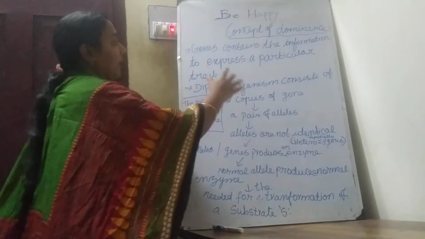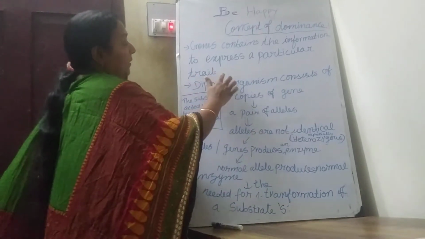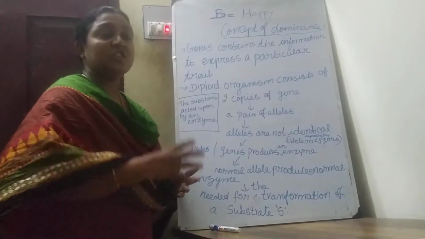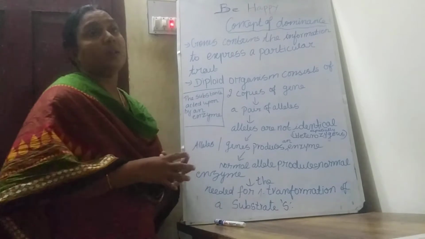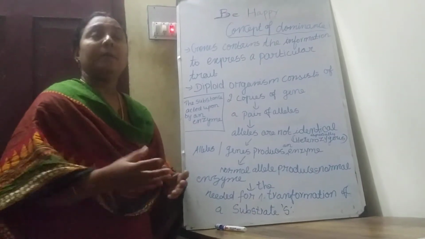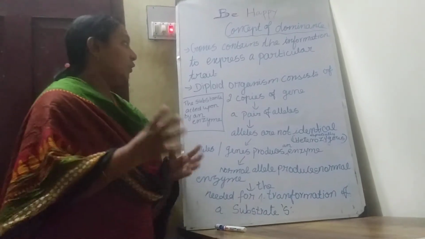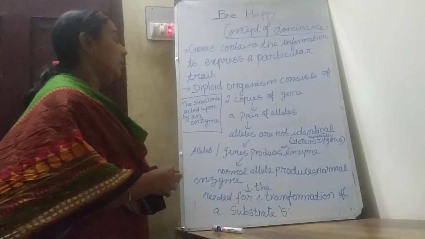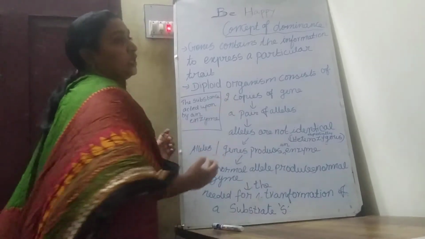See, the genes contain the information to express a particular trait. Each and every plant trait consists of genes. The genes control the particular trait. A trait means maybe the color of the seed, the size of the flower, the shape of the flower, isn't it? You know already, these are examples of what? Traits. Here, diploid organisms consist of two copies of genes.